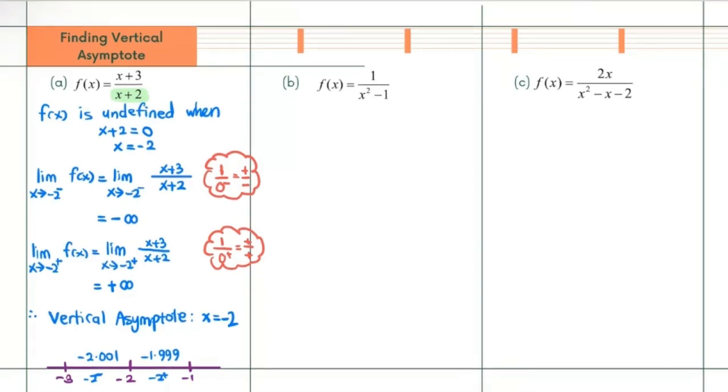Okay, so soalan C. Okay, soalan C dengan B ni, hint dia adalah first, cuba check dahulu kuadratik dekat bawah ini boleh factorize ataupun tidak. So x² minus 1 you can factorize into x minus 1 dan juga x plus 1. So that means kamu akan ada dua vertical asymptote.